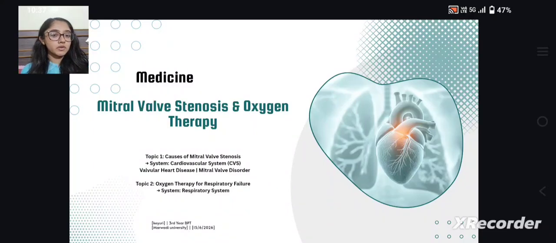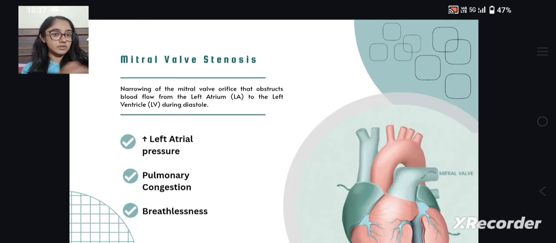Hello everyone, I am Kaveri, a third year physiotherapy student, and my topic for medicine is mitral valve stenosis and oxygen therapy. Topic 1 I will explain is causes of mitral valve stenosis in CVS, valvular heart disease, and mitral valve disorders. And topic 2 I will explain is oxygen therapy for respiratory failure from respiratory system.